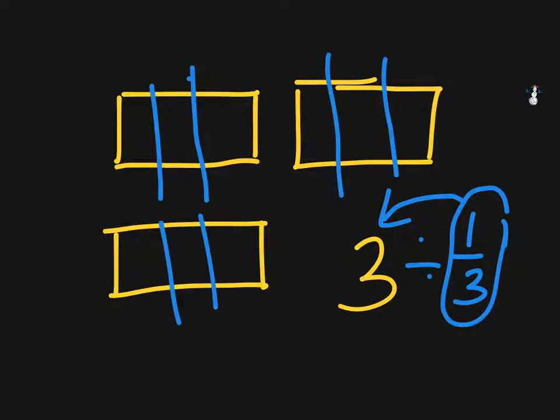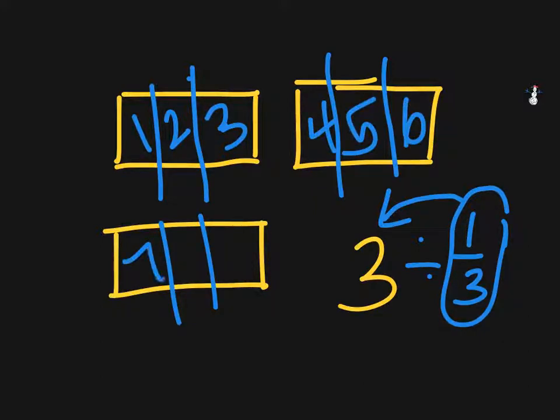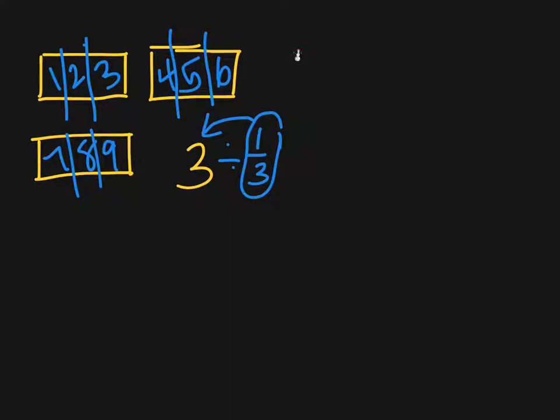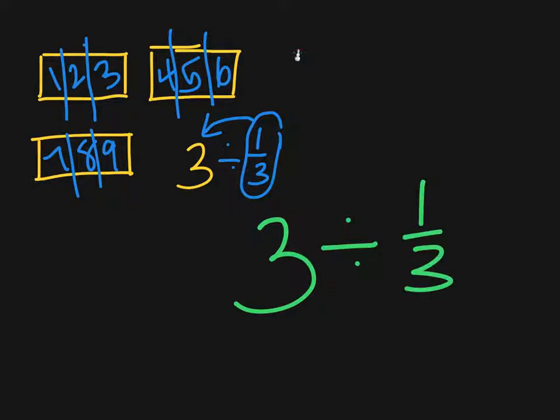So how many groups of 1/3 are in these 3 blocks? Well, there's 1, 2, 3, 4, 5, 6, 7, 8, 9. So there are 9 groups of 1/3 in those 3 blocks of cheese. So the way that looks in the algorithm is 3 divided by 1/3 equals. Now let me show you how we do this.